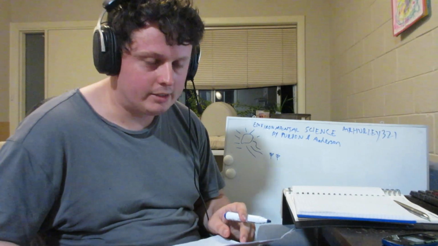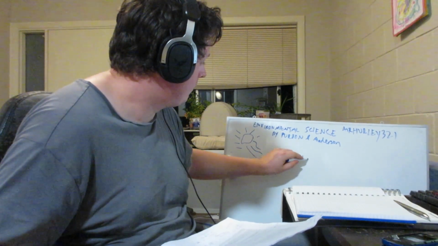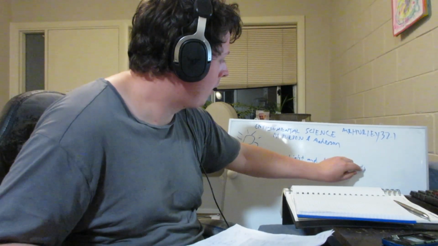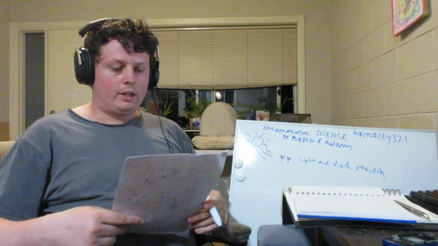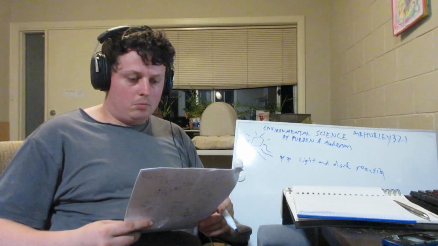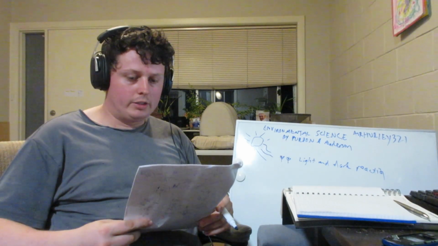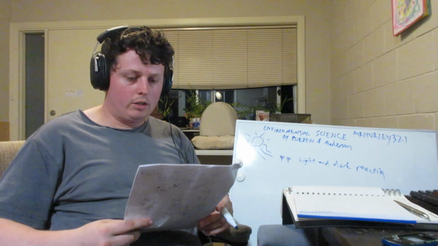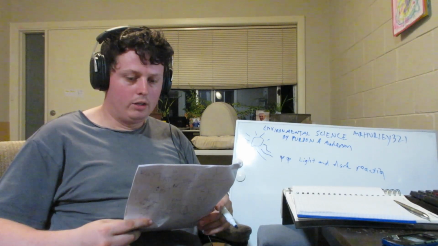The dark reaction breaks the chemical bonds into free carbon and oxygen. Then the carbon combines with hydrogen and oxygen to form sugar.